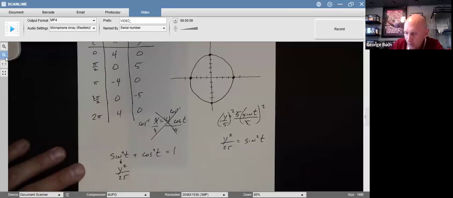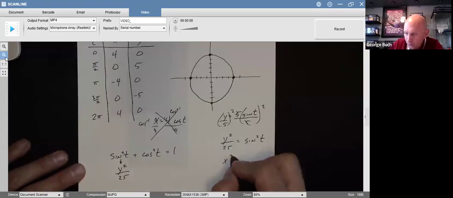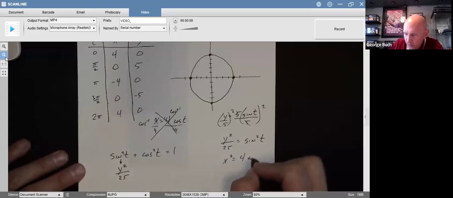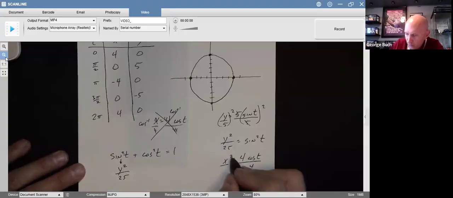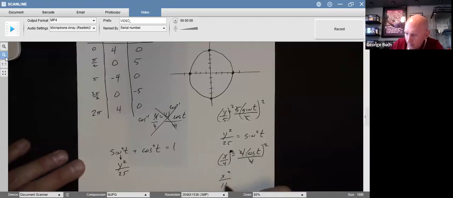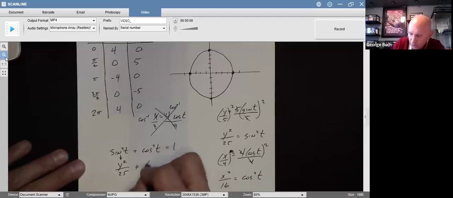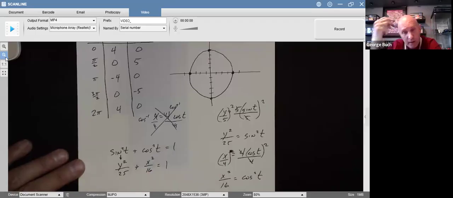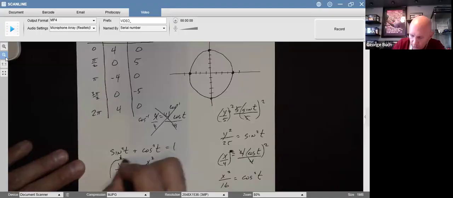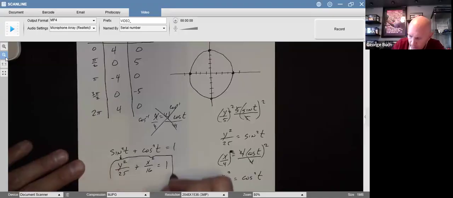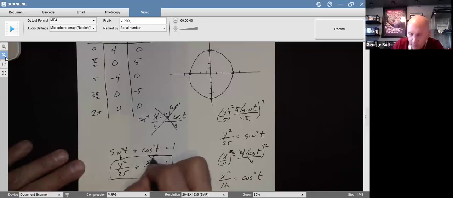And same thing for cosine. So I had what? X is equal to 4 cosine of t. So divide everything by 4. Square both sides. I get x squared over 16 is cosine squared t. So plug that in over here. So x squared over 16 plus y squared over 25 is 1. Now, do I have x's and y's and numbers? Yes, I do. So this equation has now been converted into a rectangular equation.